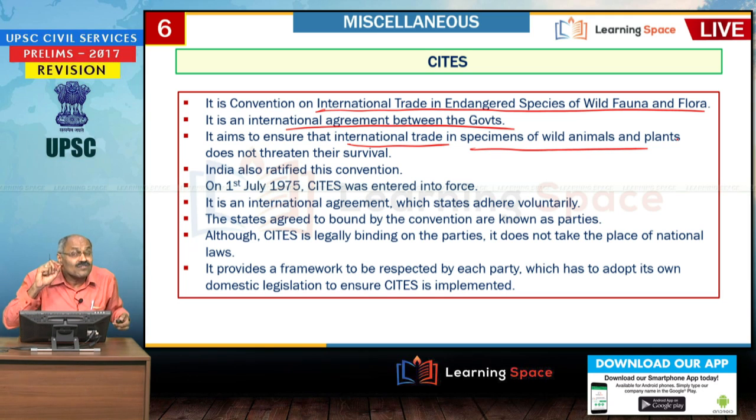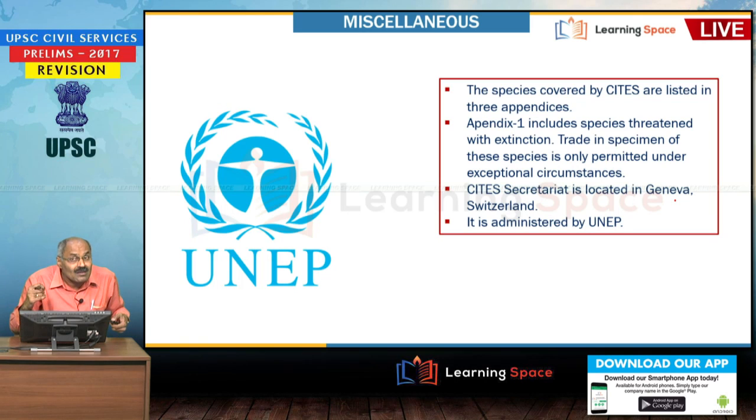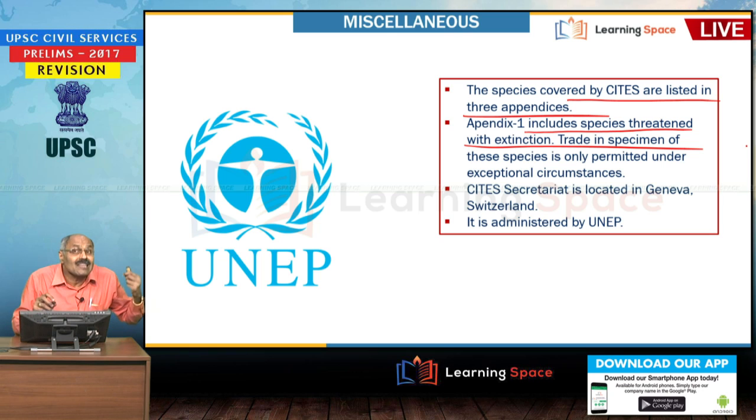India also ratified this convention, and on 1st July 1975, this CITES Convention was entered into force. It is an international agreement which states adhere voluntarily, and based on the CITES framework, national laws are framed, and the species covered by CITES are listed in 3 appendices. Appendix 1 includes species threatened with extinction, and trade in specimen of these species is only permitted under exceptional circumstances.